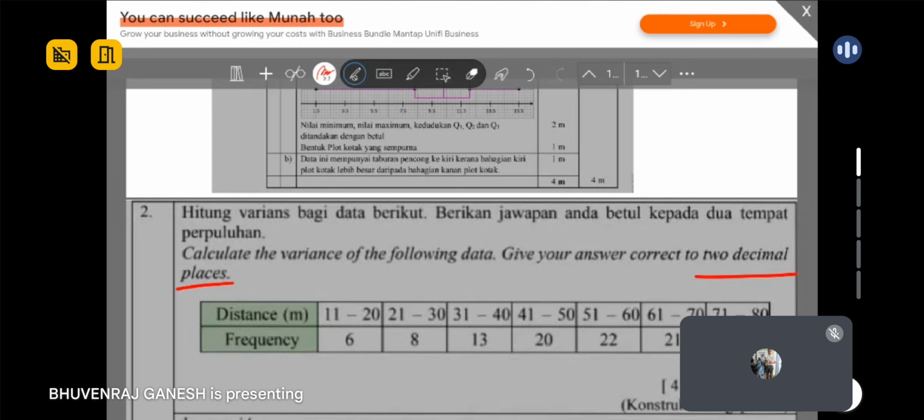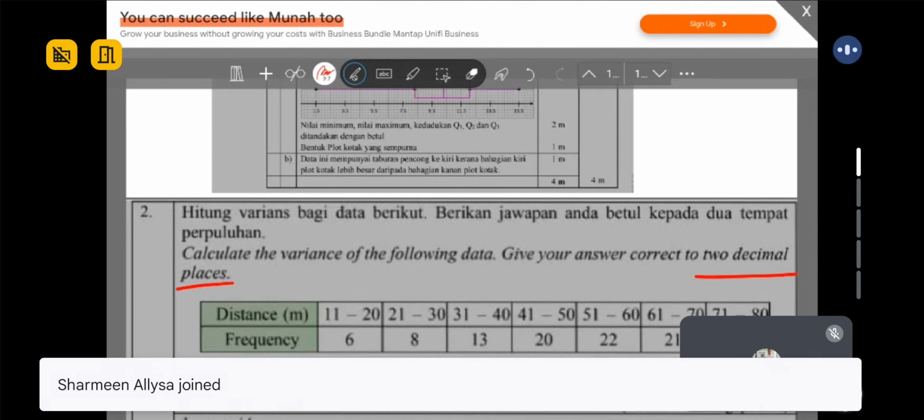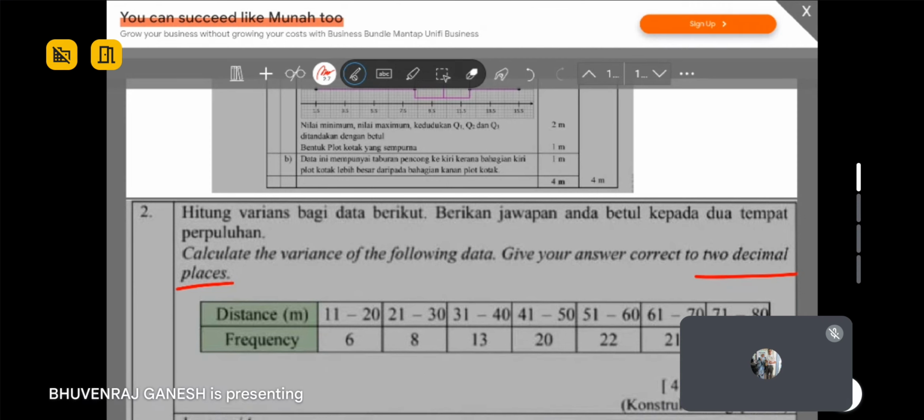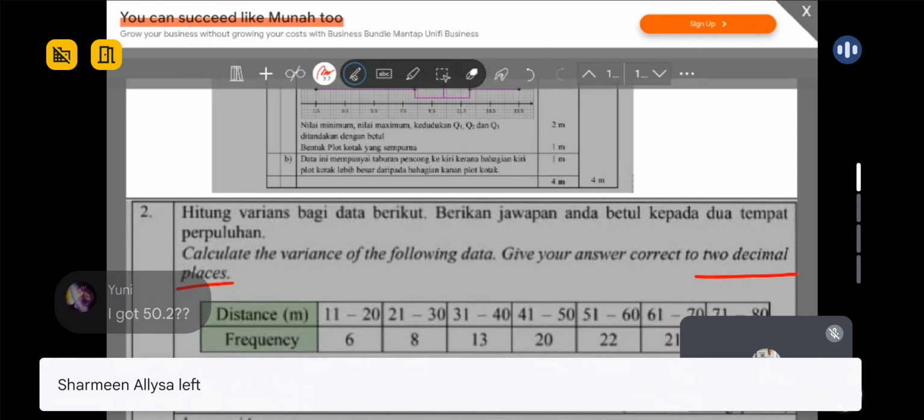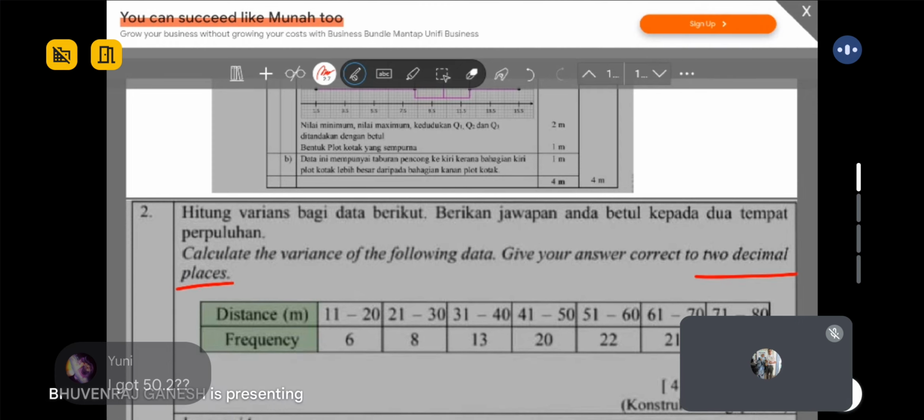So anyone? Dah dapat jawapan? Or is it too fast? I ask you. I want you guys to try. That's why I wait for you guys, because when you guys try, only you know whether you can do or not.